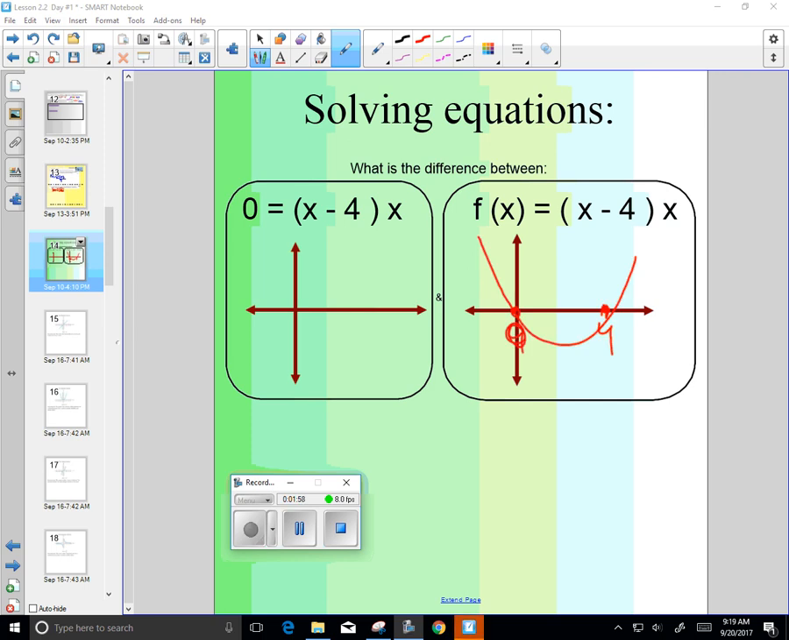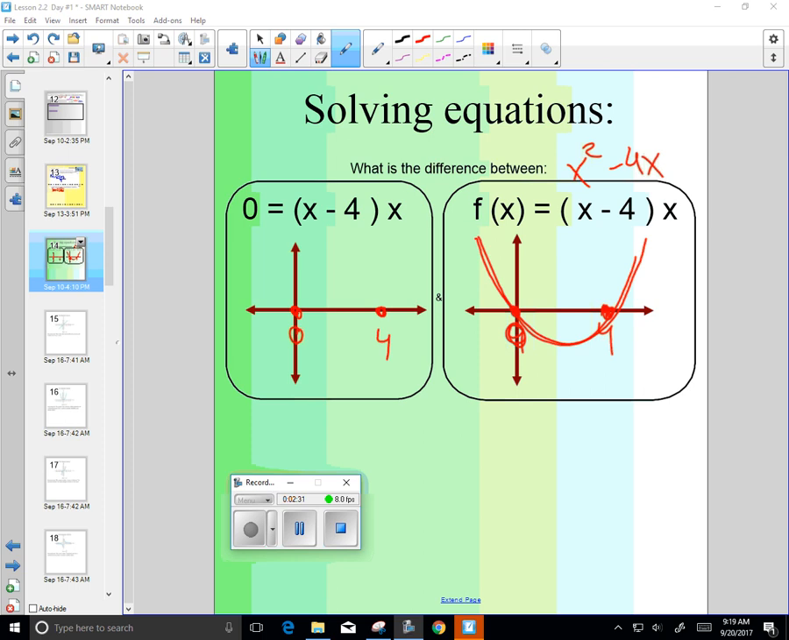Yeah, so for the first one, or the second one, I found the x-intercepts, and then I made a parabola because I knew it was going to be a parabola, because you're going to get x squared minus 4x. That's going to be a parabola, and it goes through those points. That looks good. But this one, what values make it true? 4 and 0. No kidding, that's what the graph looks like.